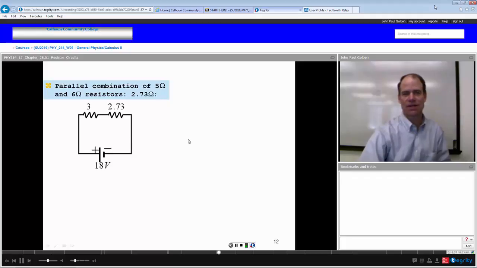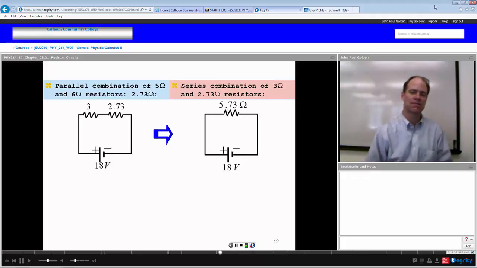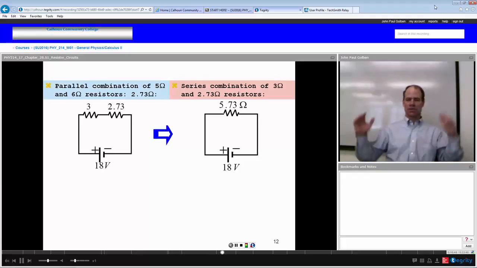Since they're in series, I just add them together, and my final equivalent resistance is 5.73 ohms, and I have 18 volts connected across that. Sounds good. So that is my equivalent circuit, 18 volts connected across 5.73 ohms. Now I can find the current coming out of the battery, because I'll have the same current coming out of the battery in any representation I choose.